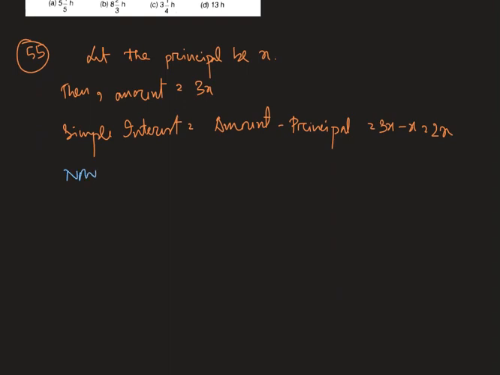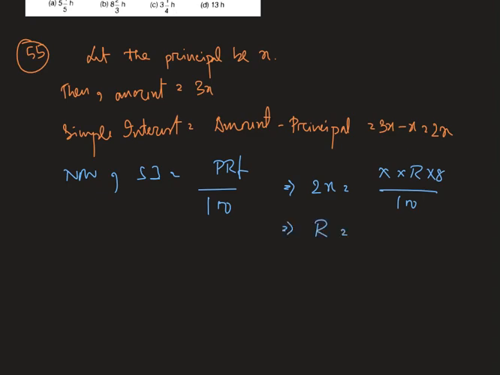Now, as we know that simple interest is PRT by 100, therefore we can write 2x is equal to x into r into 8 divided by 100, and r is equal to 2 into 100 divided by 8, which is 25%.